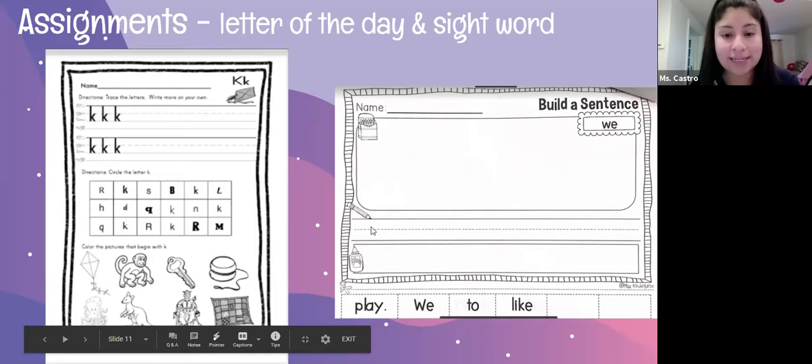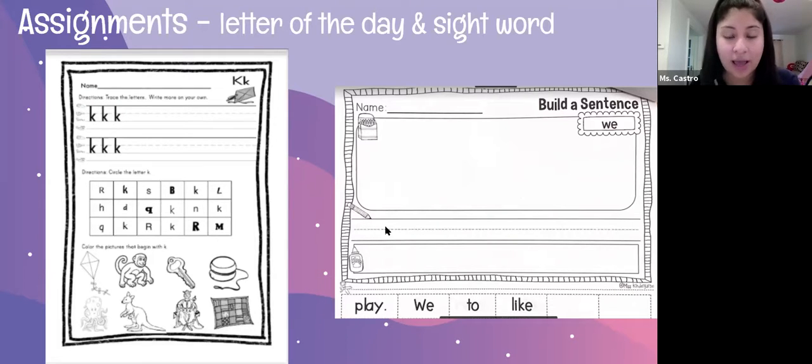Then you're going to write the sentence where the pencil is, and then you're going to illustrate a picture to match the sentence that says we like to play. So you would draw yourself and another person or other people, and you're going to illustrate something that you like to play. Okay.